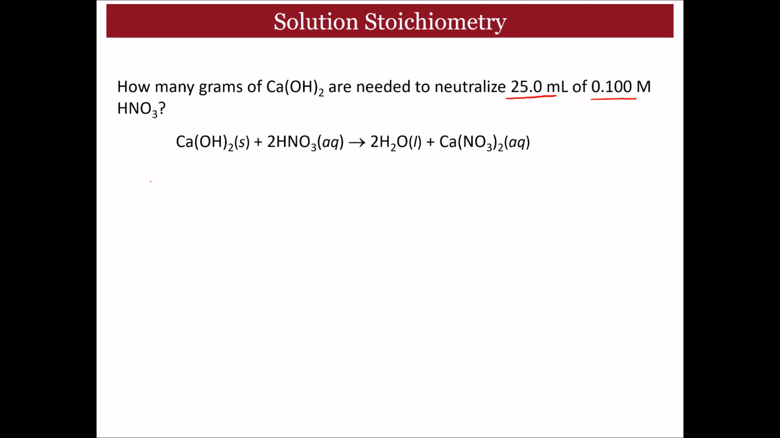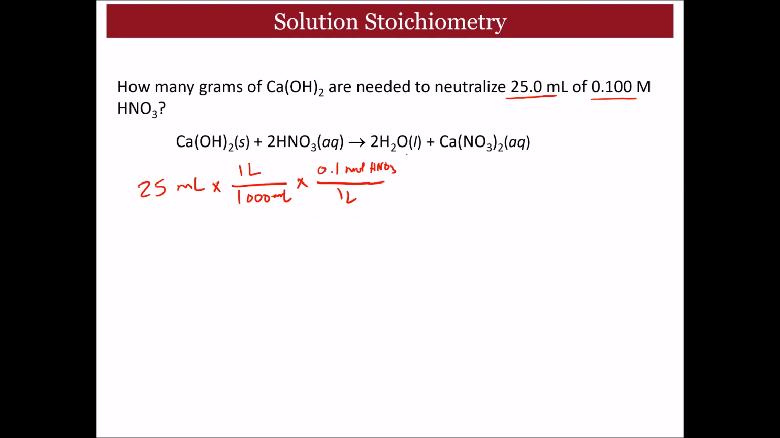We start with the number of moles of the acid. It's going to be 25 milliliters. First step is to convert to liters. So it's going to be 1 liter per 1,000 milliliters, and then multiply times molarity to find out the number of moles of acid that we have in the reaction, which is 0.1 mole nitric acid per 1 liter. Now we have the moles of nitric acid.